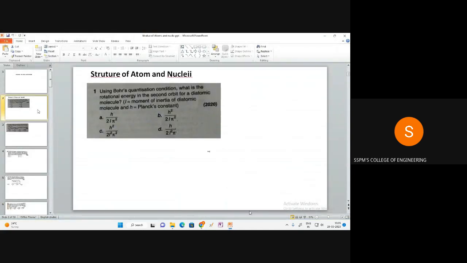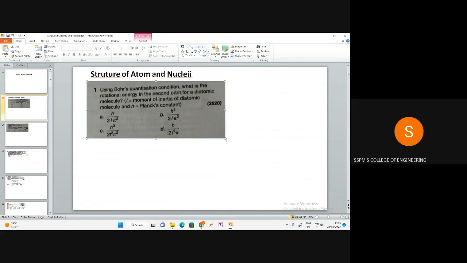Okay. So we have seen different atomic models. The first one, J.J. Thomson's model, second one, that is Rutherford's model, and third one, Bohr's model. Okay. So let us try to get given data. What is given?